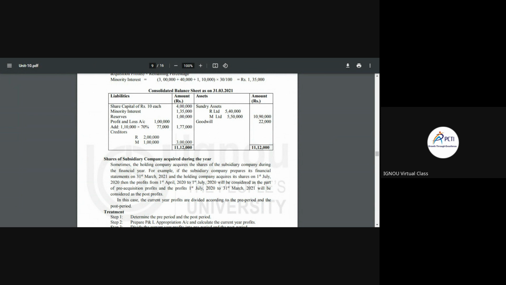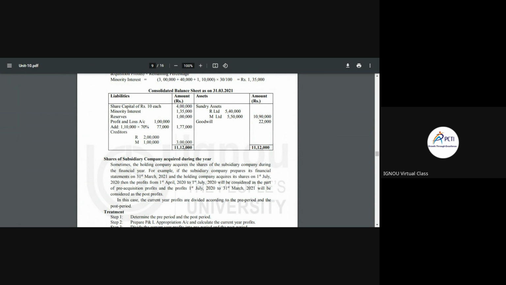In the case of assets, sundry assets, we have R Limited 5 lakh 40,000, M Limited 5 lakh 50,000. So the total will be 10 lakh 90,000. Then we have goodwill equal to 22,000. So the total will be 11 lakh 12,000.